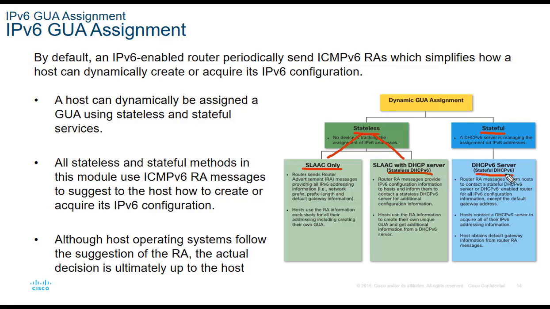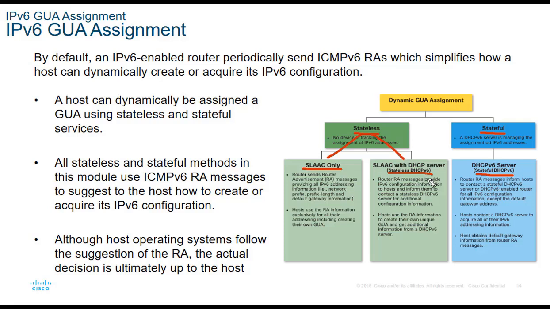Now, this concept is very simple. If you look at SLAAC only, just by looking at this summary here, the router sends the router advertisement RA messages providing all the IPv6 addressing information. That is the network prefix, prefix length, and default gateway info. The host uses the RA information exclusively for all the addressing, including creating its own global unicast address. That's SLAAC only. The router sends the information and the host takes that information and uses it to create its own GUA.